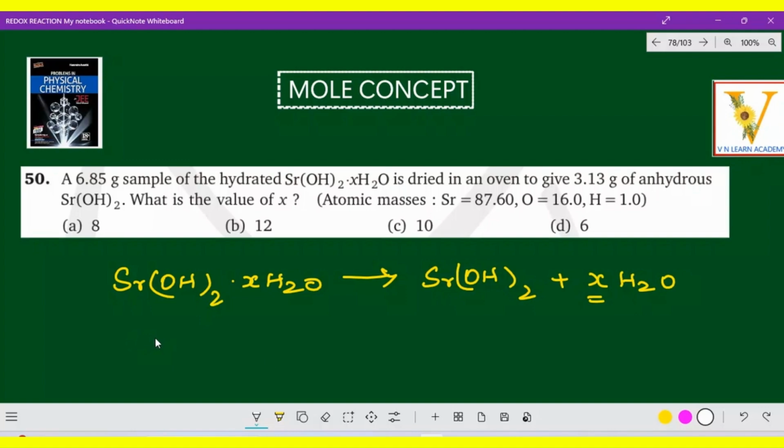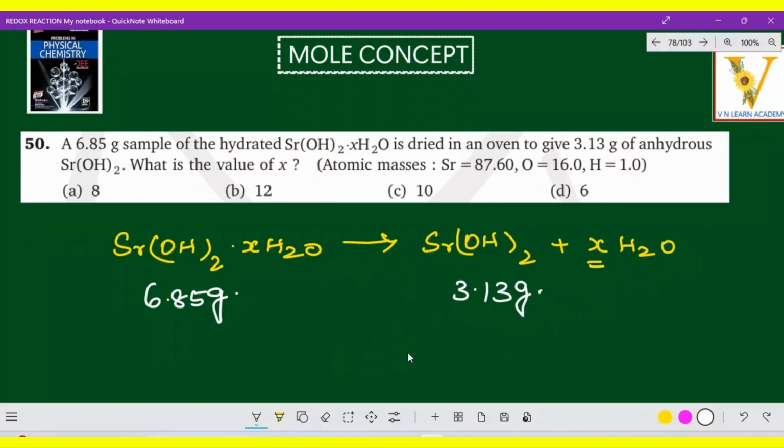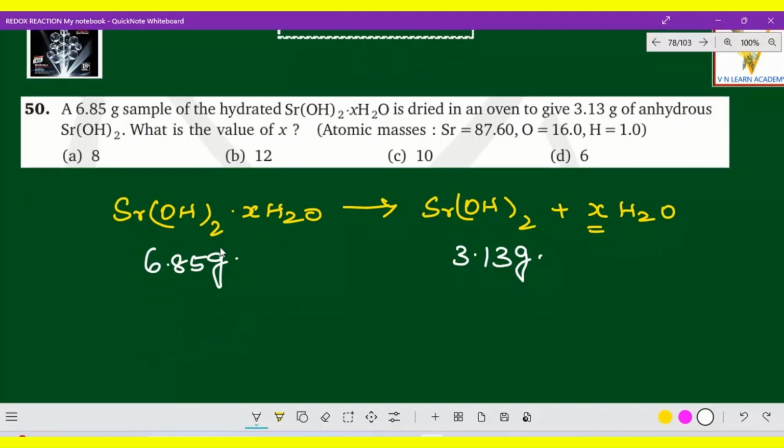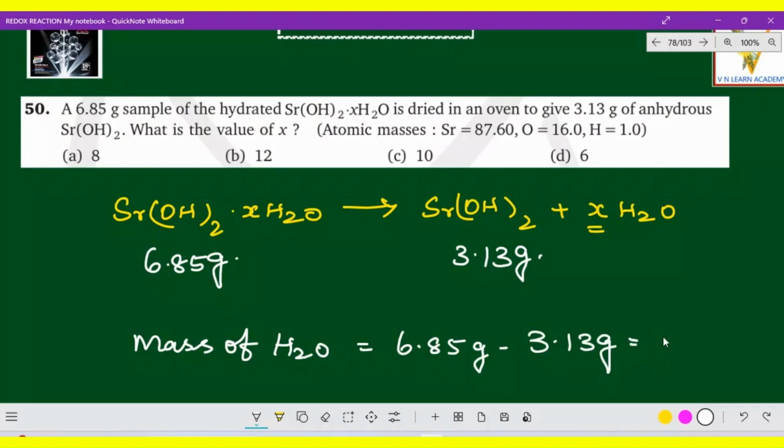The data they have provided is 6.85 gram and 3.13 gram. Now for the water, we can find the mass of water. So the left hand side is equivalent to the right hand side, no? So how do we get the mass of water here? Mass of water equals 6.85 gram minus 3.13 gram. So you will get around 3.72 gram, right? So this is 3.72 gram.